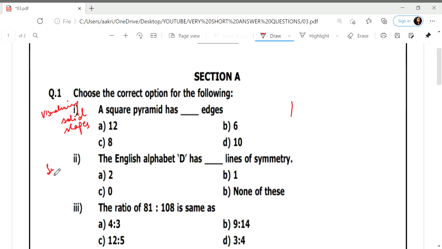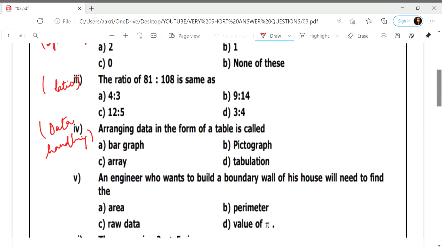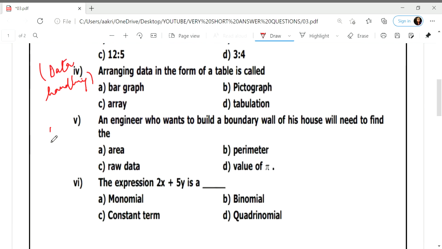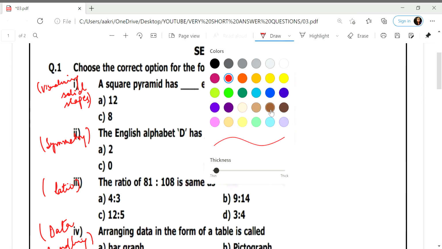Second is from symmetry. Why I am making you write? Because you should know from which chapter what type of questions can be framed from, and this is related to ratio, the third one. Fourth, arranging data, data handling. We have done algebra, we have done symmetry, we have done mensuration, practical geometry. So trying to give you the variety of questions. And so again, this is from mensuration. And this part is from chapter algebra. So this is a very good set of questions. You may all utilize it to your best so that you get good marks in your exam.